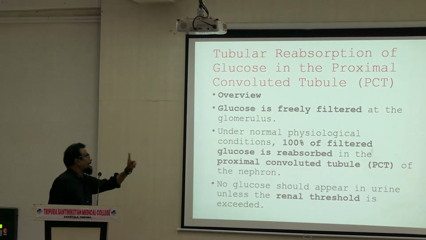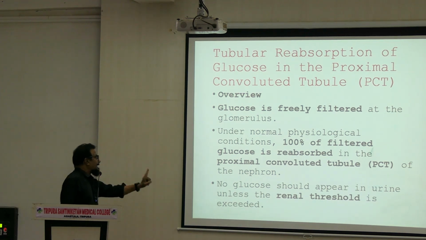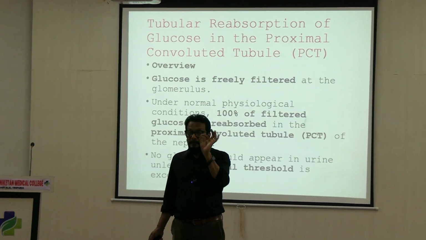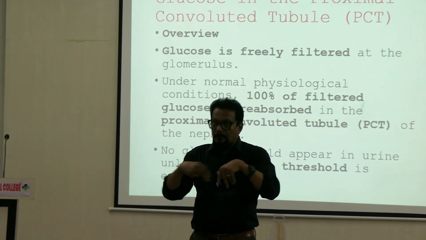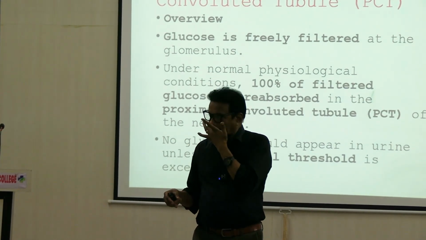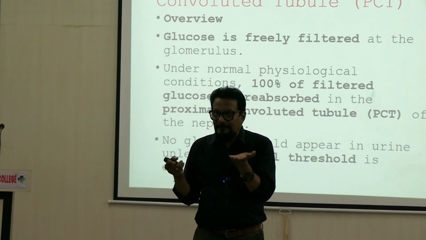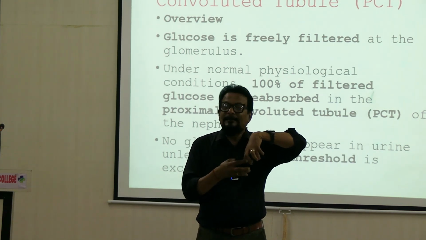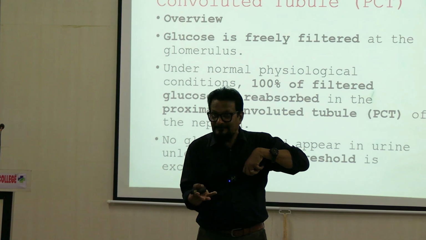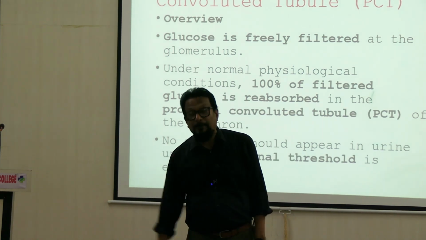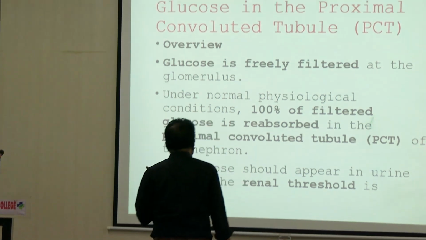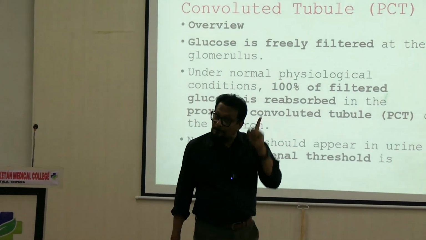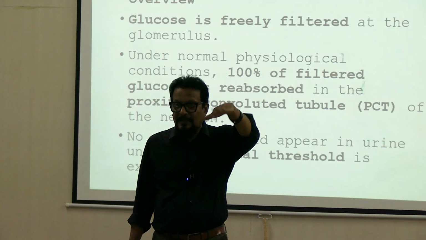And no glucose should appear in urine unless the renal threshold is exceeded. Our renal threshold is 180 milligram % in the plasma of venous or arterial blood. Its capacity is up to 180 milligram %. It can absorb up to that, but beyond that, glucose cannot be absorbed and will come into urine. So whenever this threshold is exceeded and glucose starts to appear in the urine, there will be glucosuria, meaning there is definitely hyperglycemia.